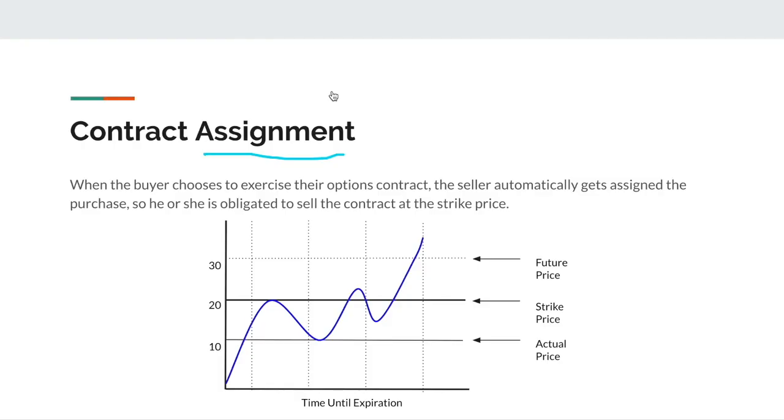And if you get chosen for the assignment, then you must fulfill 100 shares as a seller. So the seller, on the other hand, is obligated because he got into this contract to provide 100 shares of the stock no matter where it's trading at because he had been assigned that contract. So now you're probably asking yourself the question, if I'm a contract seller and I get assigned a contract, how am I going to fulfill 100 shares?